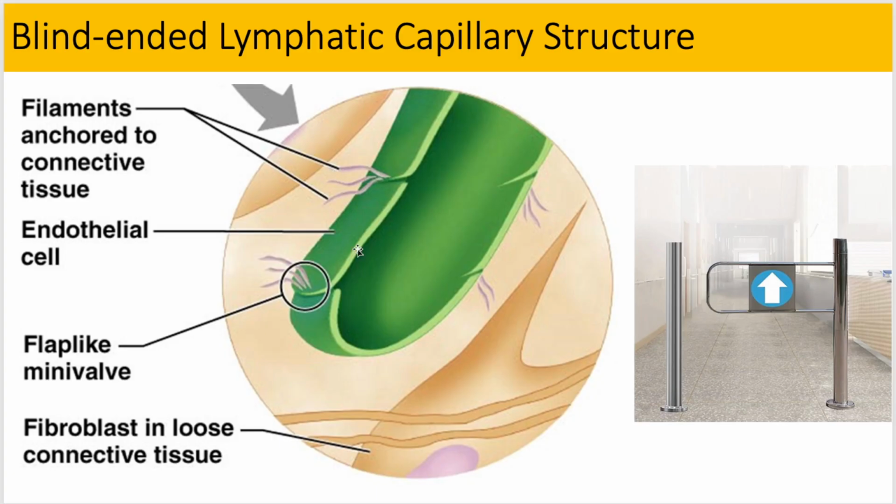Now, if the fluid volume increases, what that's going to do is pull open the flaps. So if the pressure gets high, if there's a lot of fluid coming off of the blood, then that's actually going to open up the lymphatic capillaries, which is going to pull fluid into the lymphatic vessels, which is good.